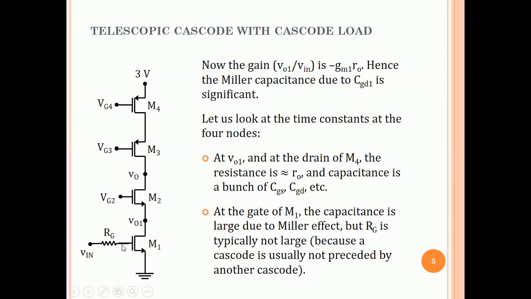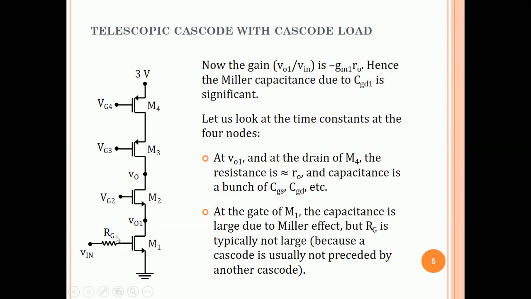Let's look at the gate of M1. The gate of M1 of course sees the Miller capacitance. And the gain in this circuit from Vin to VO1 is of the order of minus GM1 RO. Alright, the earlier circuit with only M3 and no M4 was minus GM1 by GM3. This is minus GM1 RO because the resistance now is RO by 2 actually. So this should be minus GM1 RO by 2. So this gain is about the same magnitude as a common source amplifier. So the Miller capacitance here is large.